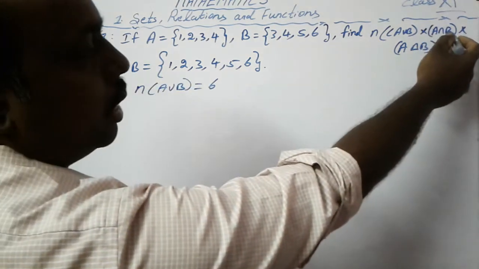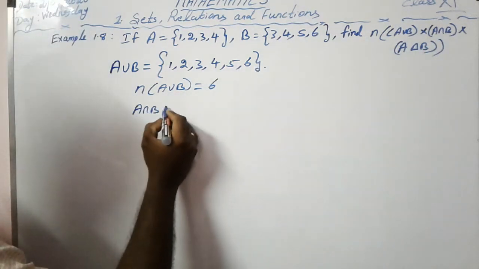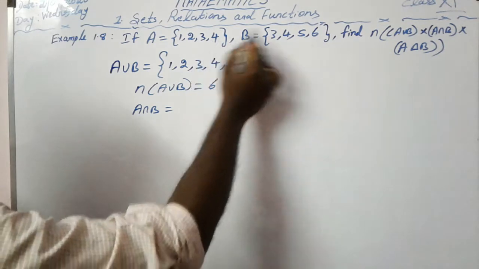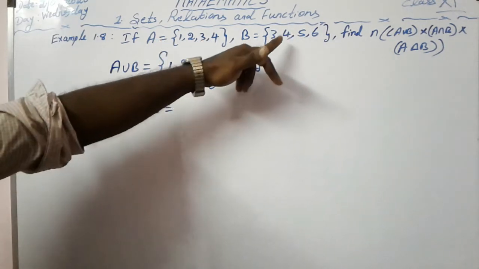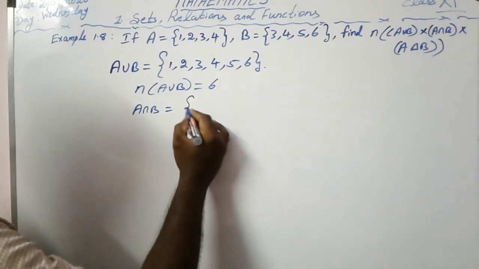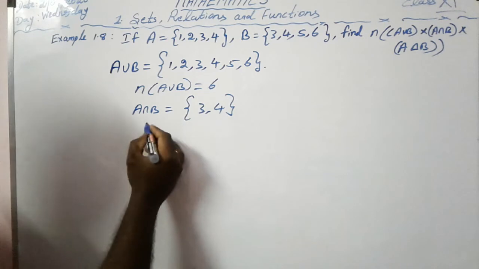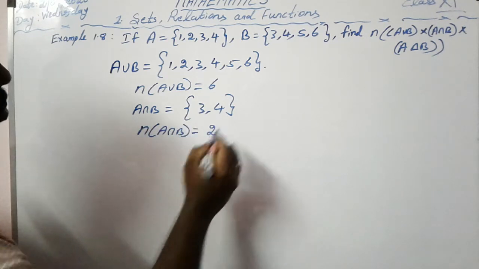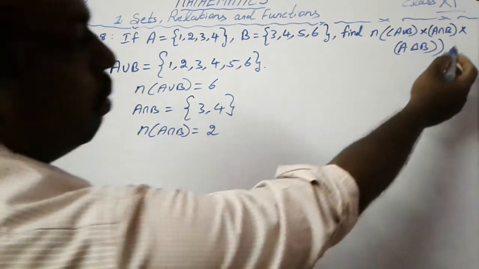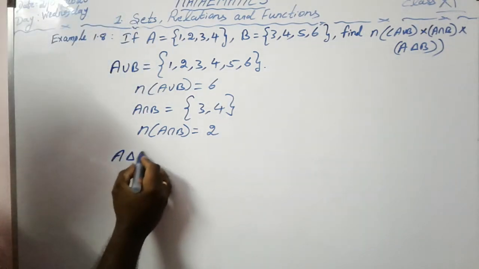Then we have to find A intersection B. A intersection B is the common elements of A and B. What is common there? 3, 4. The set {3, 4}. Then the number of elements, n(A intersection B), equals 2. Am I right? Then we have to find A delta B. So for A delta B, what is the formula?